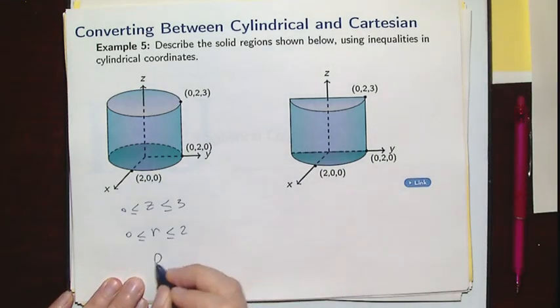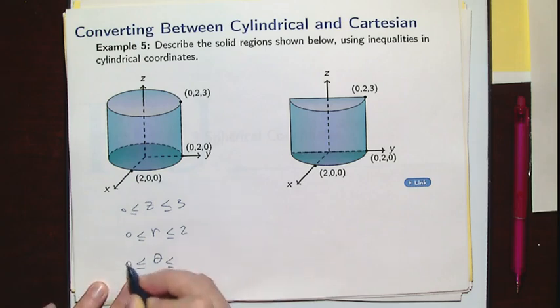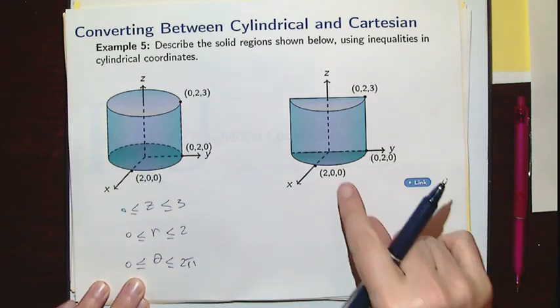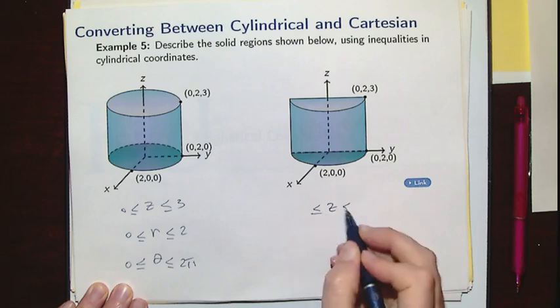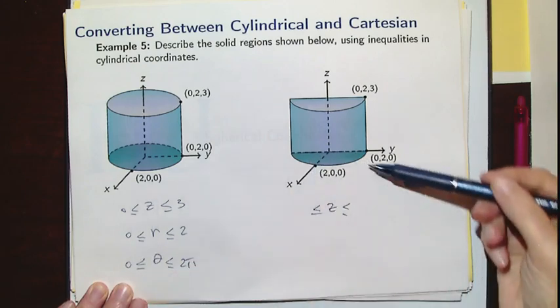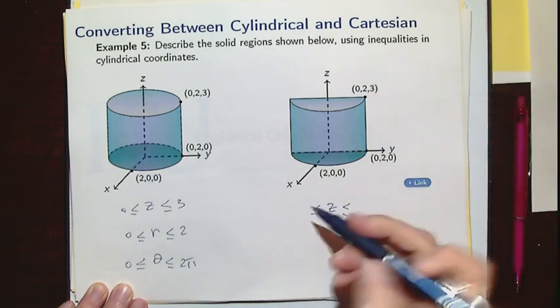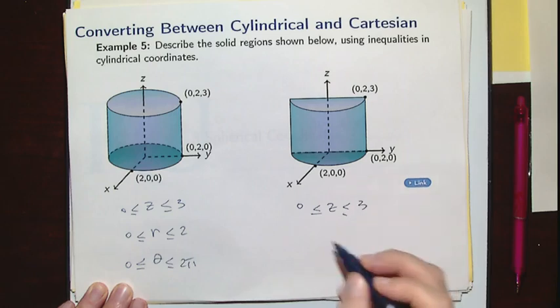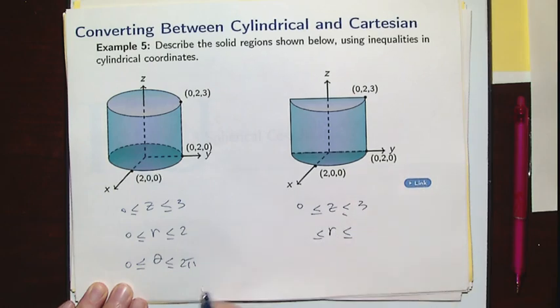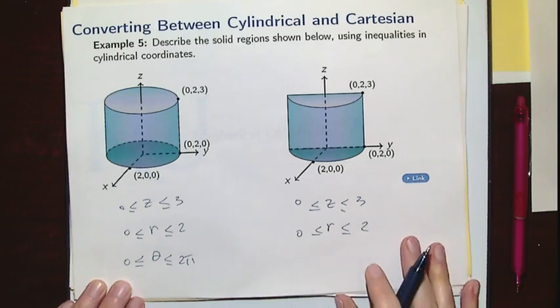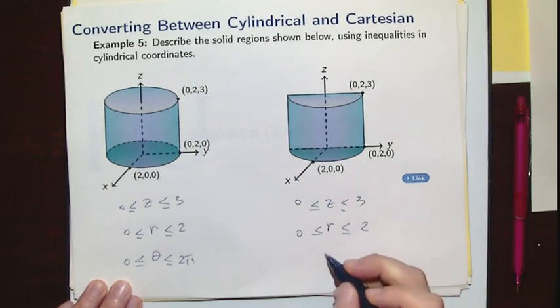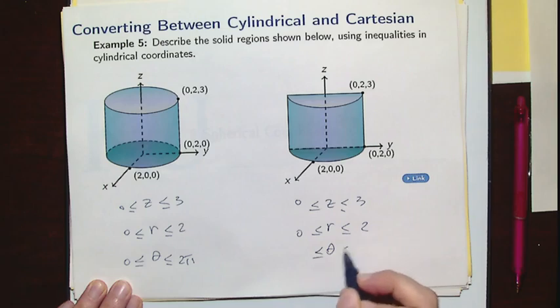Can anybody tell me how theta is changing? 0 to 2 pi. Fair game? Okay. So for this solid, what do you think? Oh, they both go from 0 to 3. What happens to R? Again, 0 to 2. Now, big question is, how does theta change?